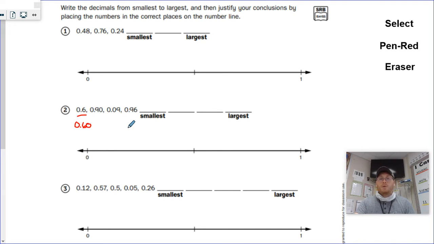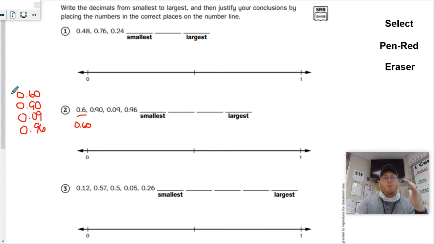So my new decimal would actually be 0.60. Okay. Now, another quick little thing that I like to do is order mine vertically so that I can see everything in its place. So that way when I look across, I will be able to tell what's larger and what's smaller.